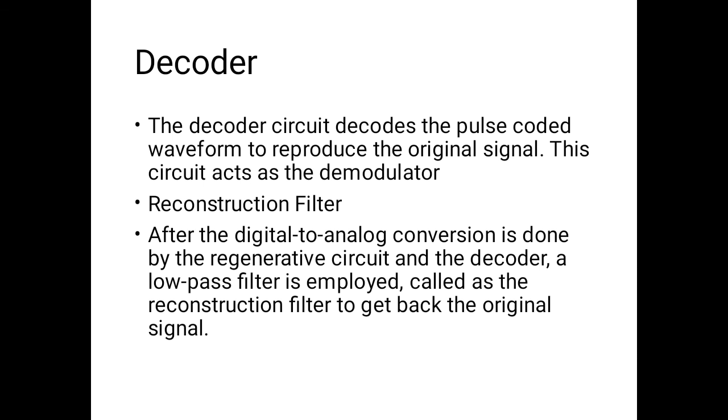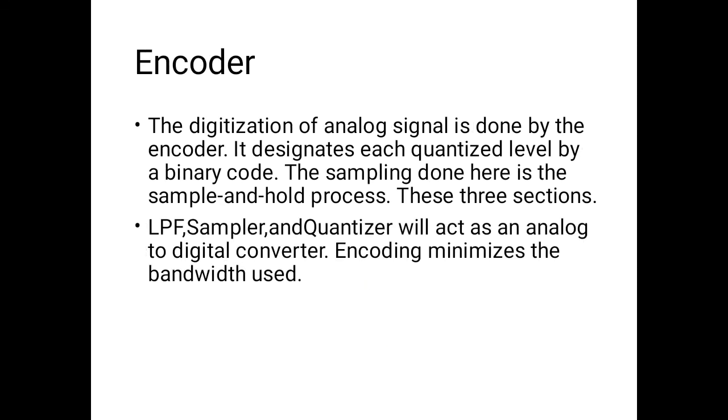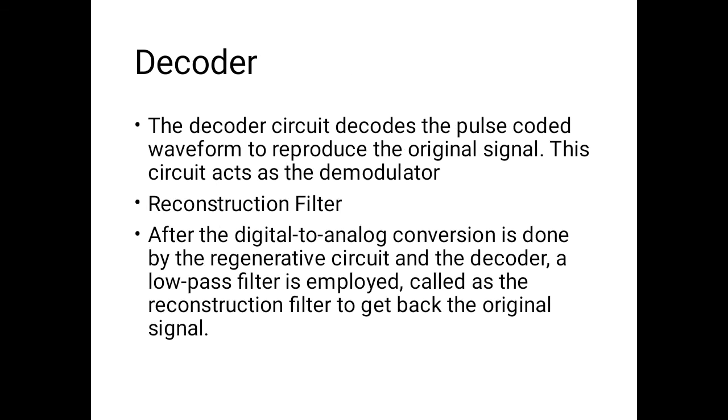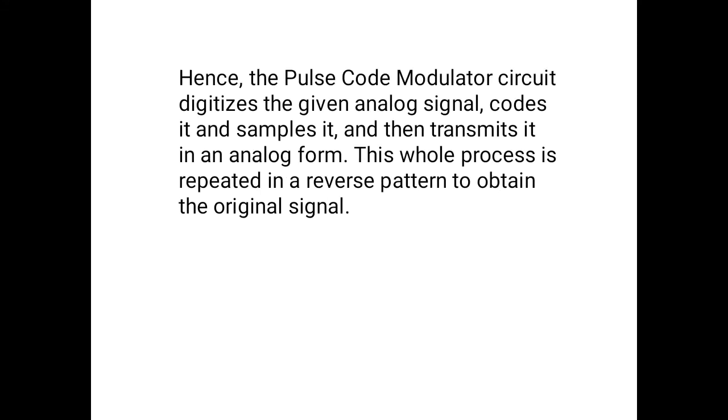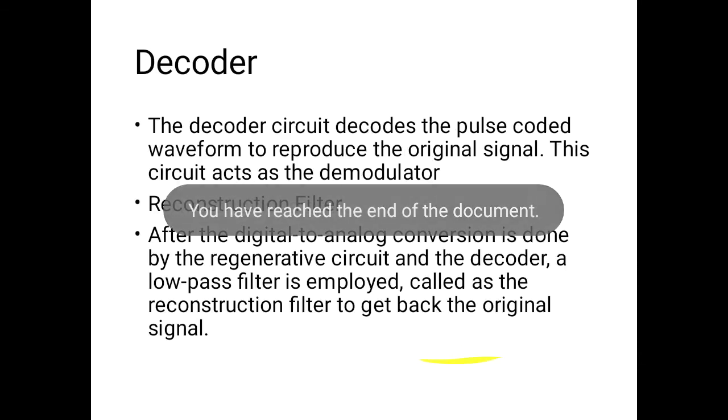After analog to digital conversion, I already told LPF, sampler and quantization blocks combine to form analog to digital converter. After that, by regenerative circuit and decoder, a low pass filter is employed called as reconstruction filter to get back the original. Hence, pulse code modulator circuit digitizes the given analog signal, samples it, encodes it, and then transmits, and in analog form it is obtained back. For this conversion, we will use A to D. This whole process is repeated in a reverse pattern to obtain the original signal.